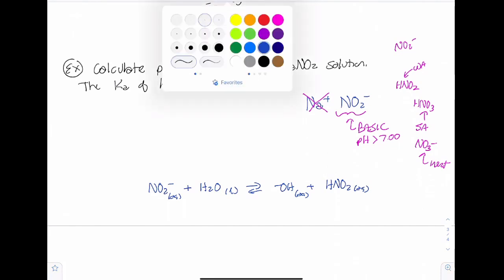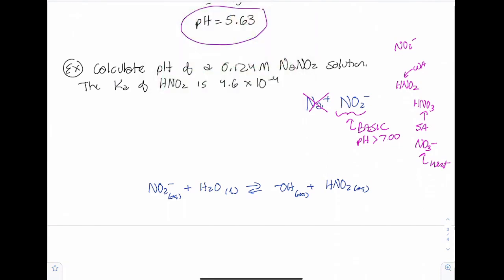So just like we did up above, Ka times Kb is going to be equal to Kw. So if I have my Ka, I can get my Kb by dividing it into Kw. So 1 times 10 to the negative 14th divided by 4.6 times 10 to the negative 4th will give me that Kb. I'm grabbing my calculator here. Please play along. And I got 2.2 times 10 to the negative 11th.